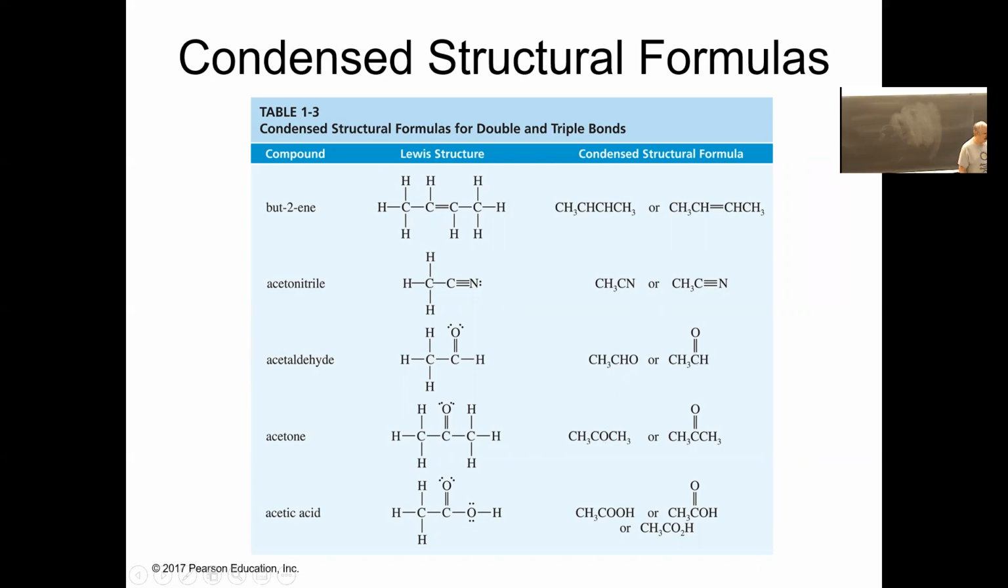Same way with acetone and acetic acid, I prefer to show the C=O double bond rather than COOH. This implies that the oxygens are connected to each other, and you can see that they are not. This implies that the oxygen is between the two carbons, but of course it's not.